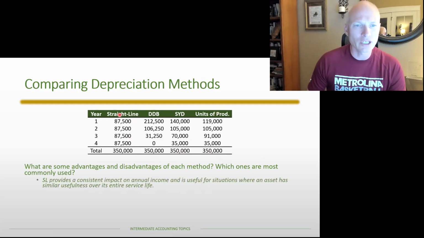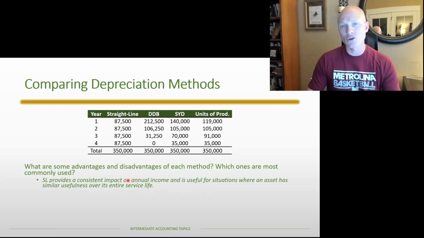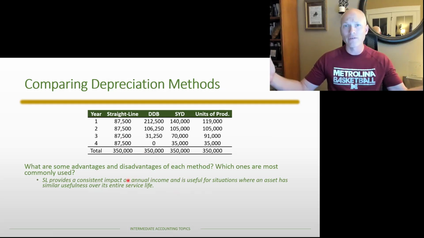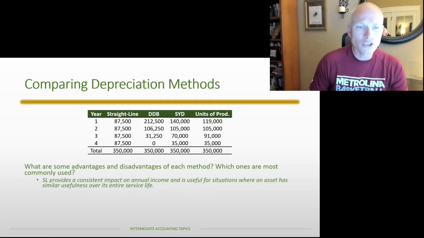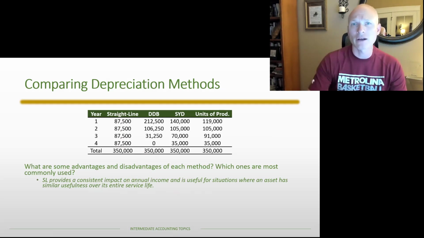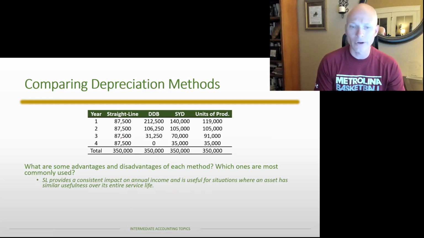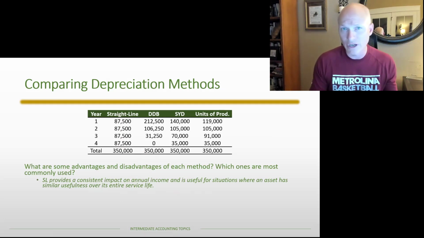Straight line obviously gives you a very consistent depreciation expense on an annual basis. And so, if you're similarly using it over the life of an asset, straight line kind of makes sense. And also it's going to give you a very even impact on your net income. And so, the reality is it smooths out your earnings, which a lot of companies prefer anyway.